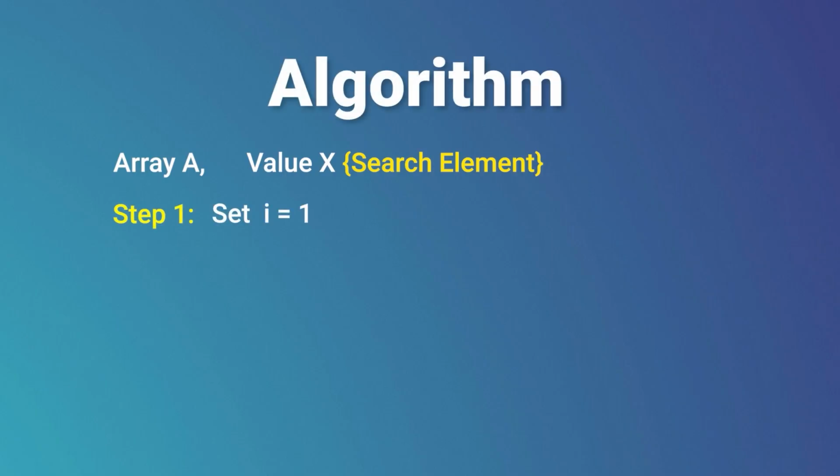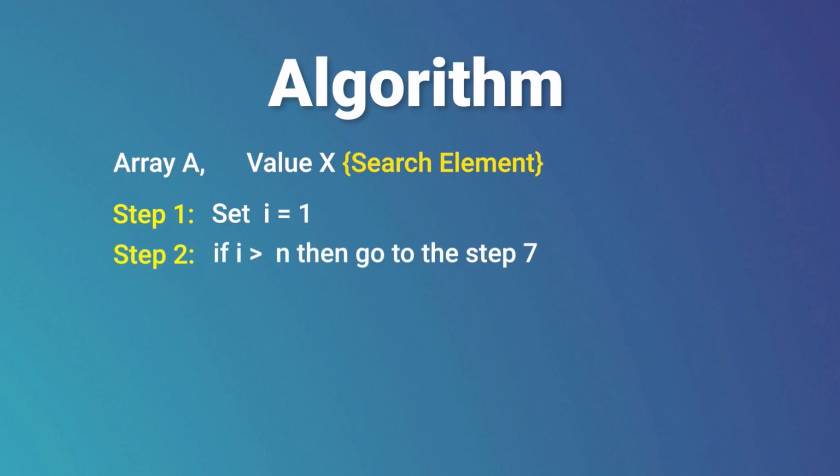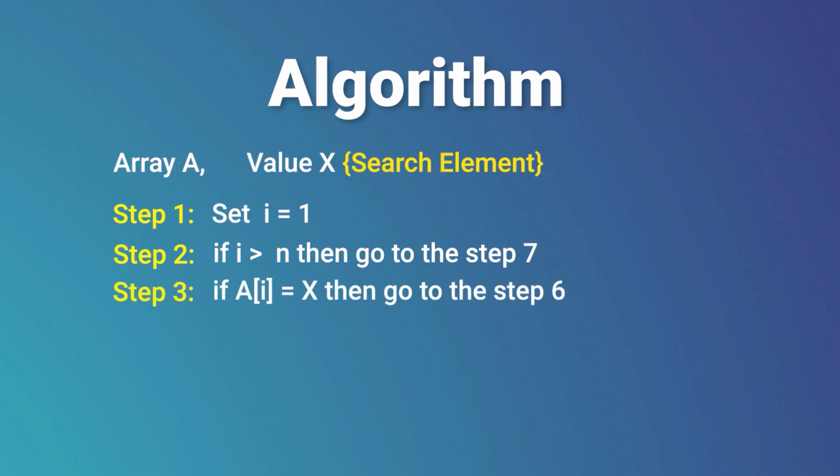If i becomes greater than n, it means we have already surpassed all the elements of the array, and therefore we will stop and declare that the element is not found. Otherwise, we will compare the value of the element of the array with the search element x, and this comparison is done in step number 3: if A[i] is equal to x.